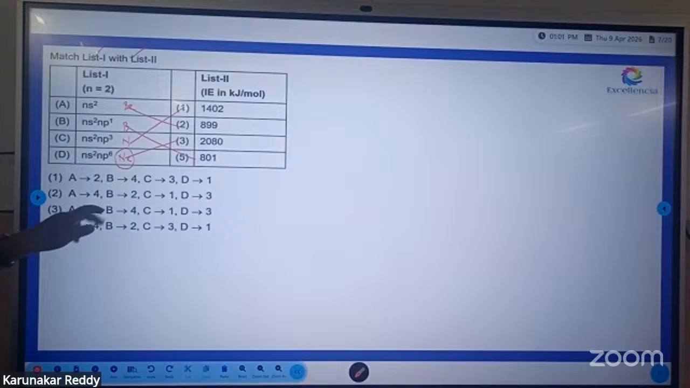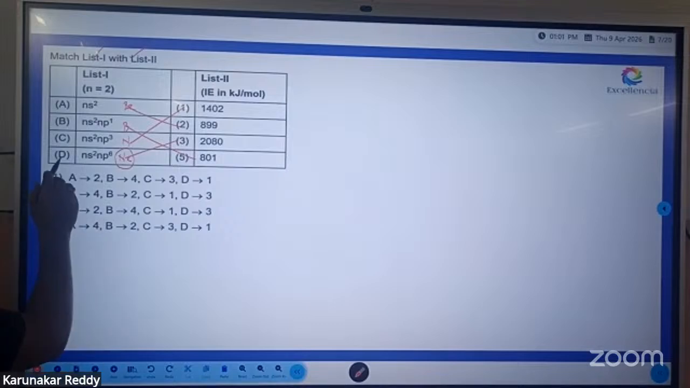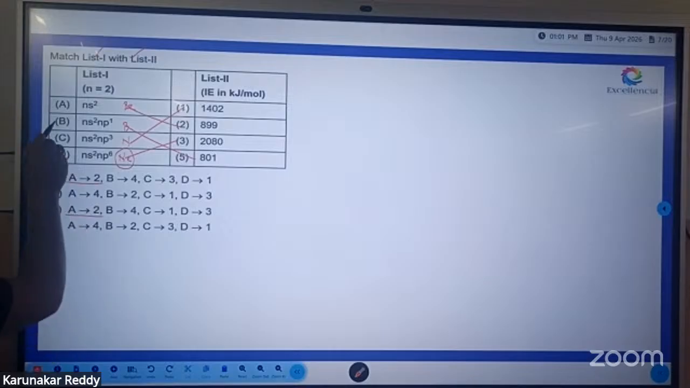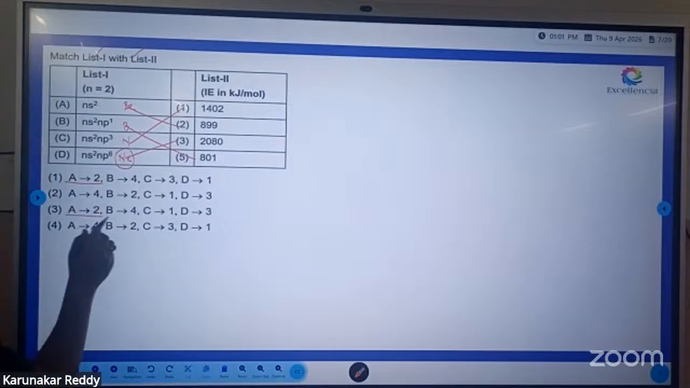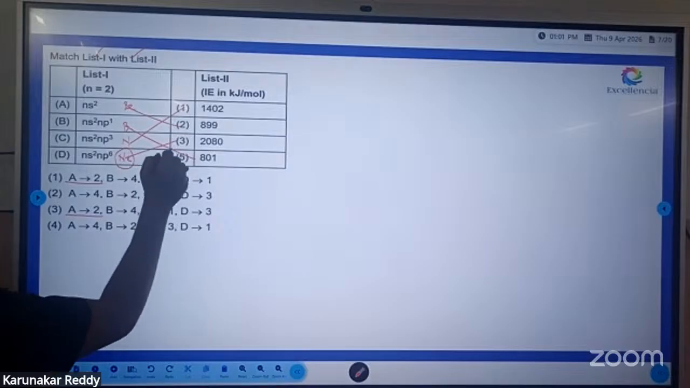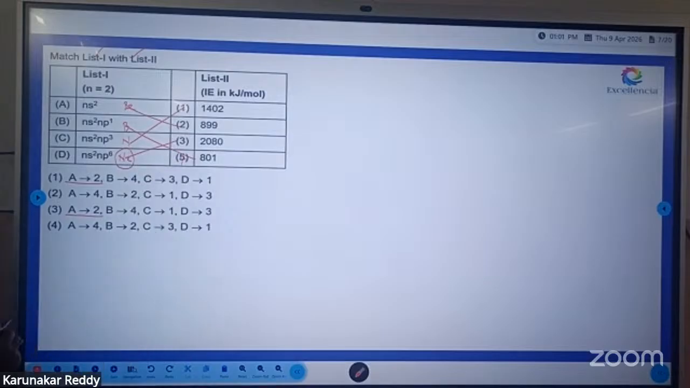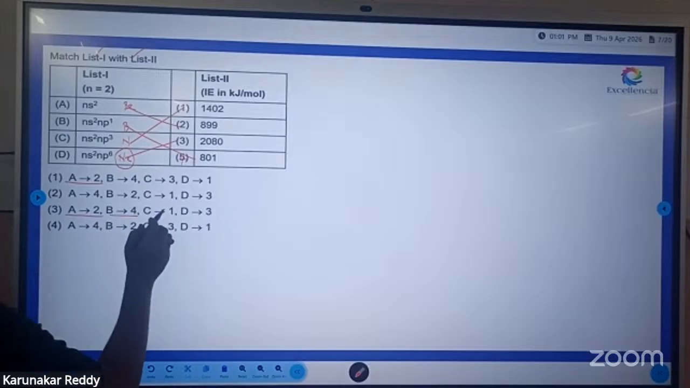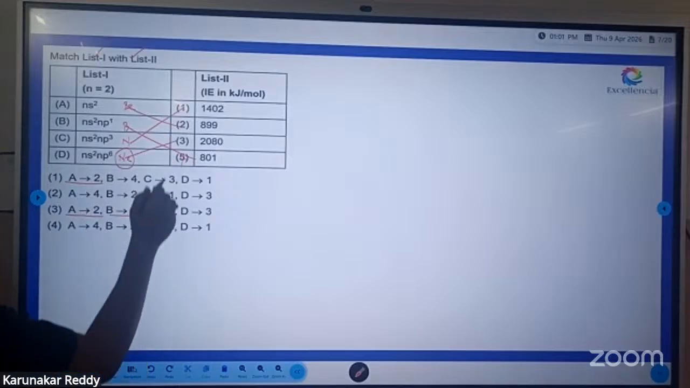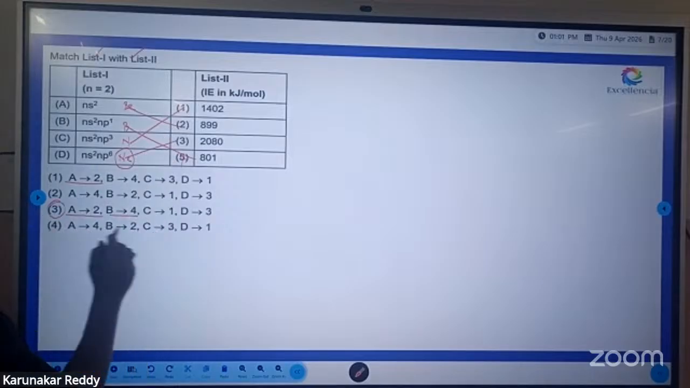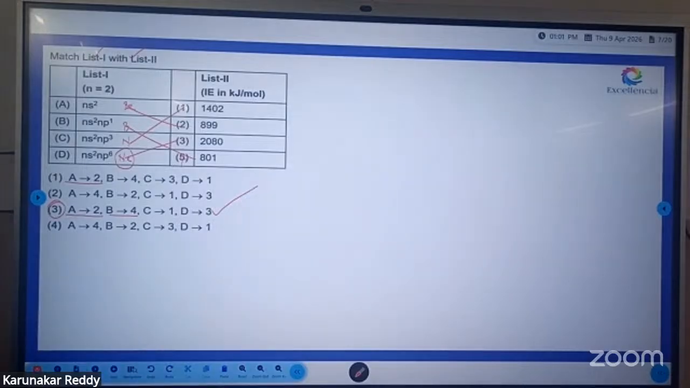So I'm taking this one, then this one. What would be the answer here? Yes, A, D. First, A is 2, A is 2 here and here. Then B is 5. But this one is a print mistake, it should be 4. B4 and C1, D3. So the answer is the third one. This is the correct option.